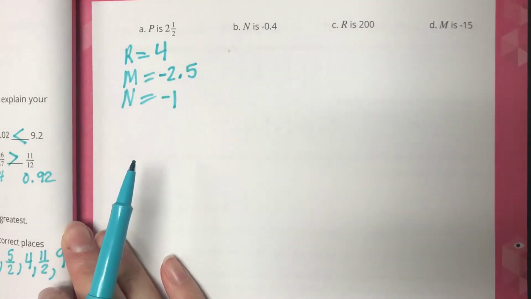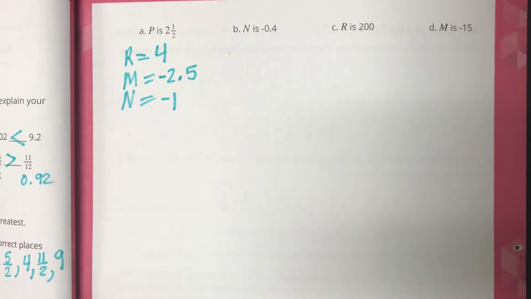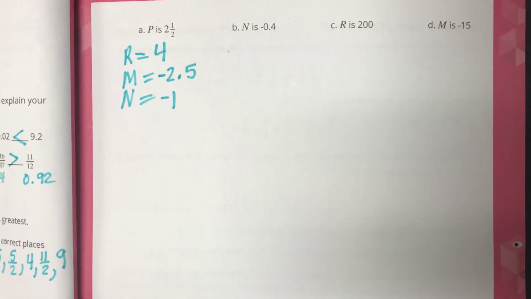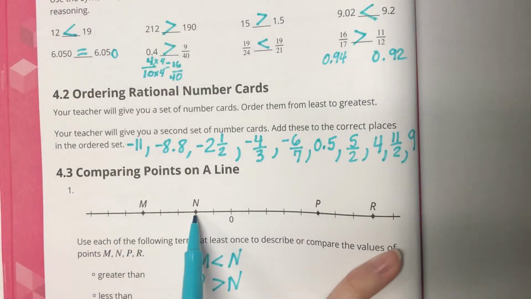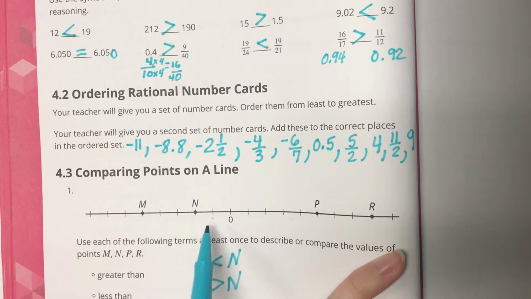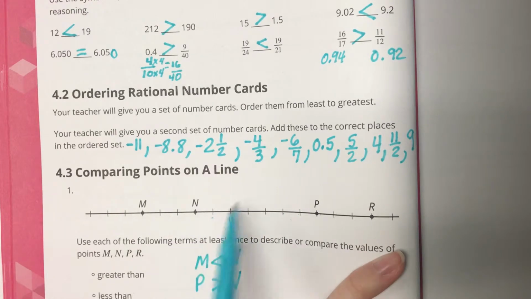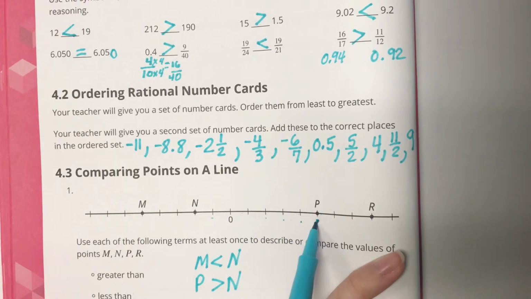All right, so N is -0.4, okay? So thinking about it, if N is -0.4 and there's one tick between, half of -0.4 is going to be -0.2. So that means we're counting by 0.2. So P is going to be 0.2, 0.4, 0.6, 0.8, 1. So P would be +1.